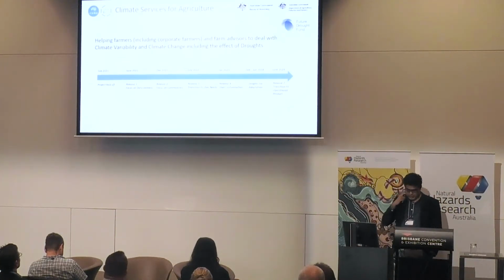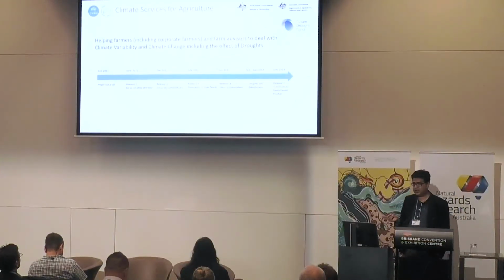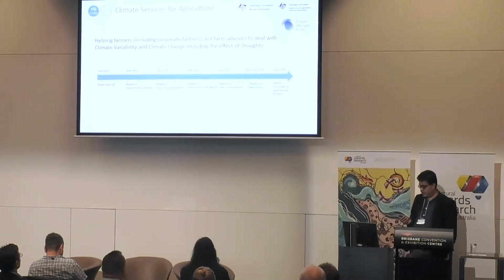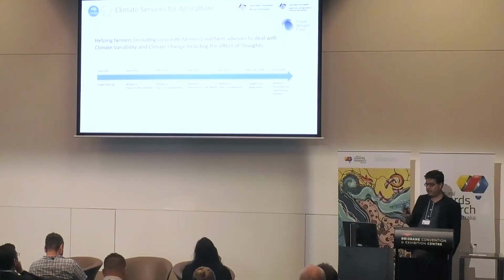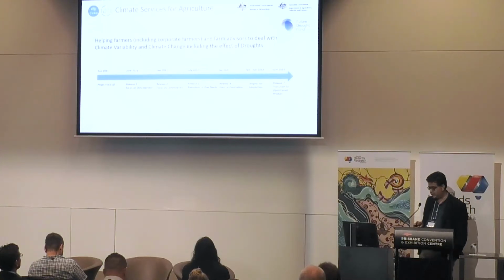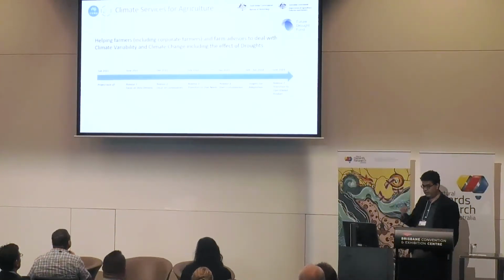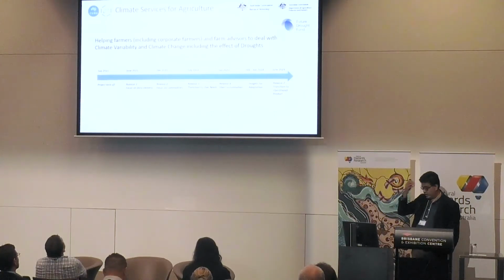Finally, I'll talk about climate services for agriculture. So this is a project that we are working on in close collaboration with the Bureau and the Federal Government Department of Agriculture, Fisheries and Forestry. The main aim of this project is to help Australian farmers and farm advisors to deal with climate variability and climate change, including the effects of drought. So this project actually started in Feb 2021. It's a live platform that anyone who's interested can actually go and view.